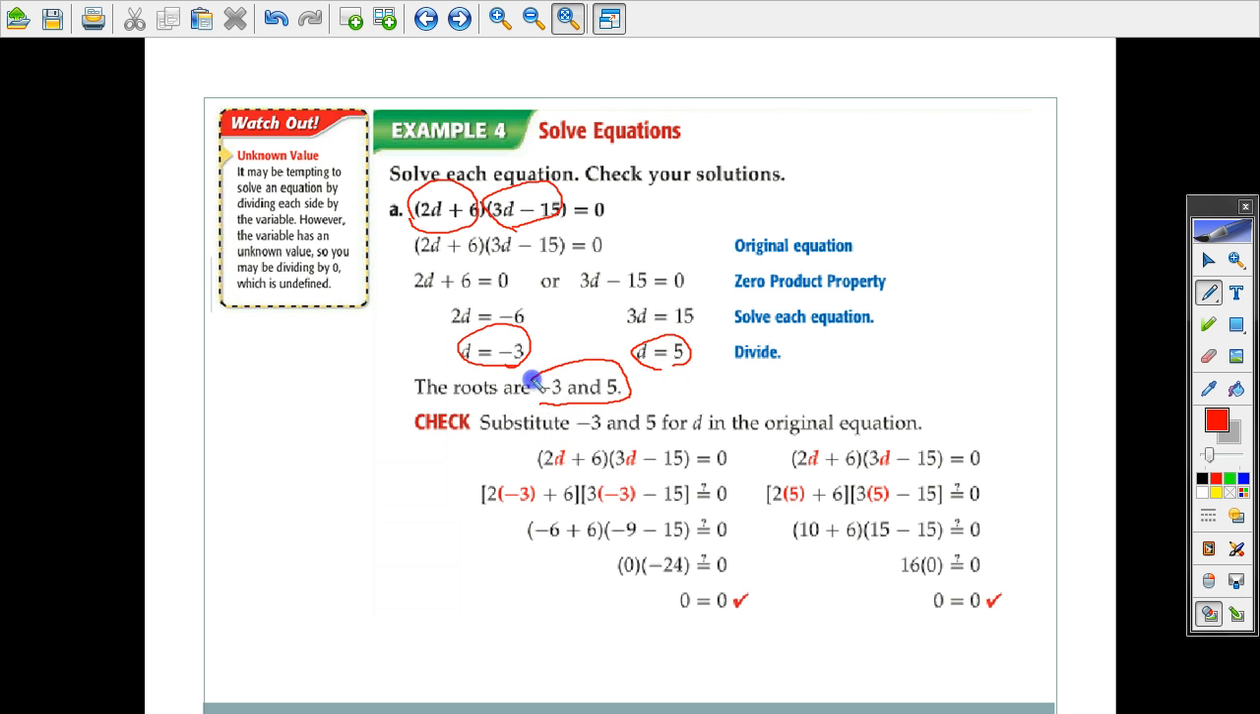It could be negative 3 and 5. Okay, if you check your answer, you can see that they're both correct. So for these kinds of problems, you can say the answer is negative 3 and 5. Okay? So watch out for unknown values. It may be tempting to solve an equation by dividing each side by the variable. However, the variable has an unknown value, so you may be dividing by 0, which is undefined.